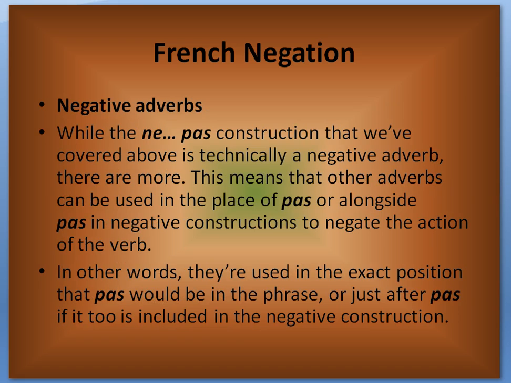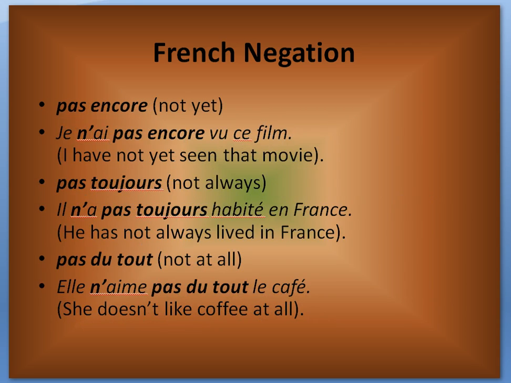The ne pas construction that I've covered above is technically a negative adverb, but there are more, which means other adverbs can be used in place of pas. Instead of pas, there are several other words which can be used. Most of the time they are in the same position as pas, although there are a few exceptions. Here are some examples. Pas encore, not yet. Je n'ai pas encore vu ce film. I have not yet seen that film.